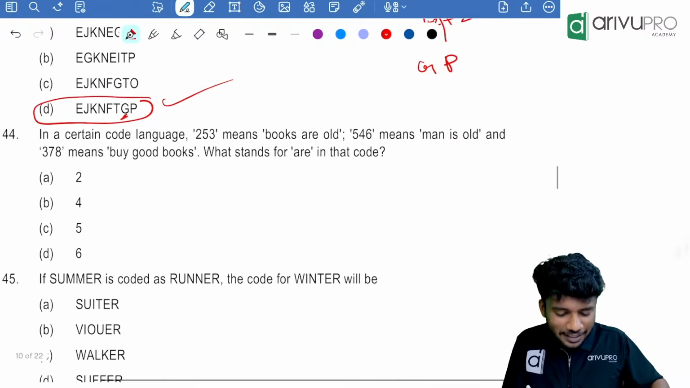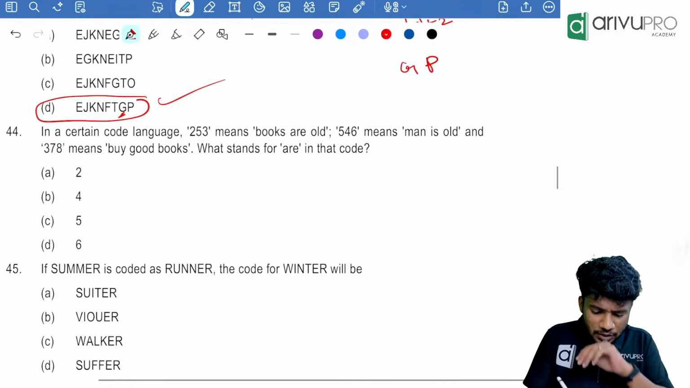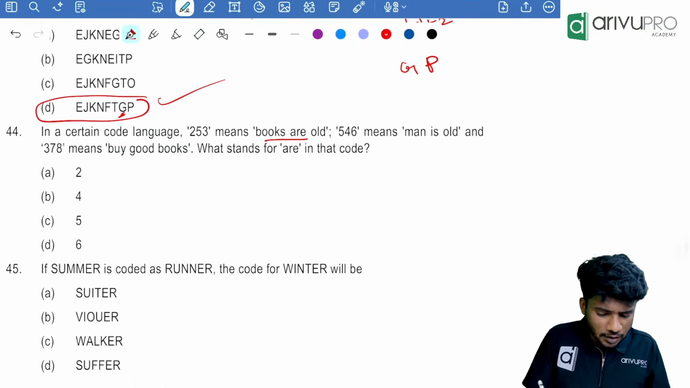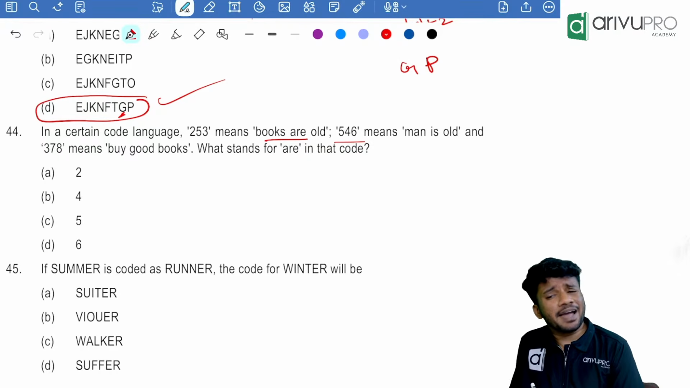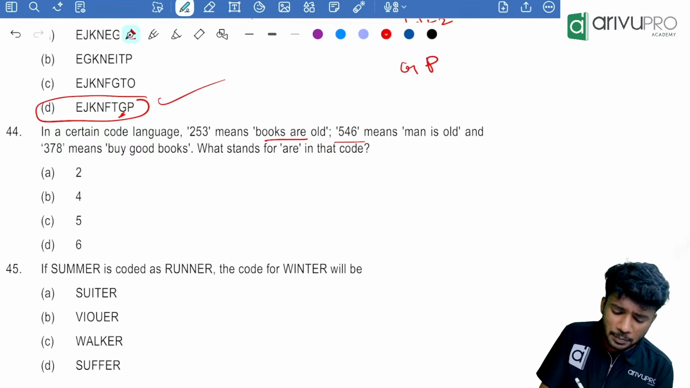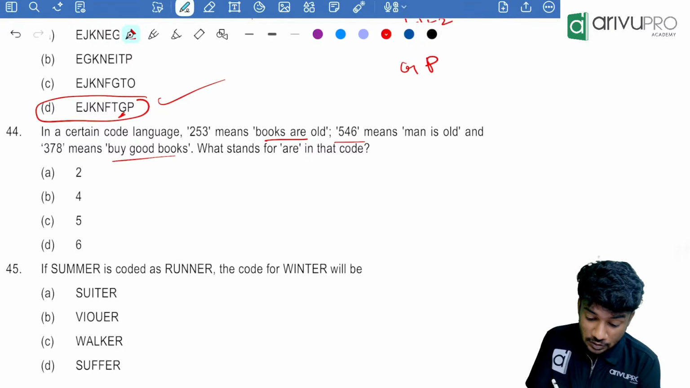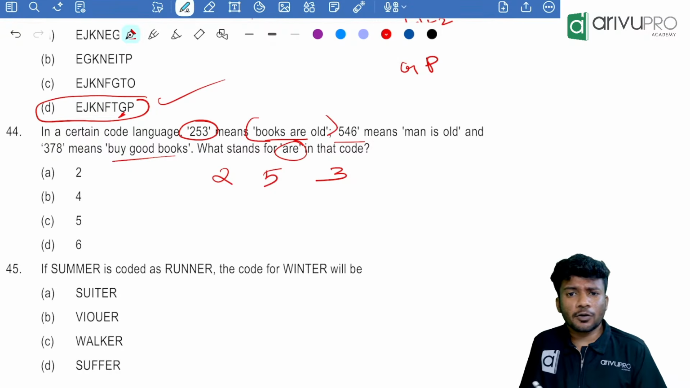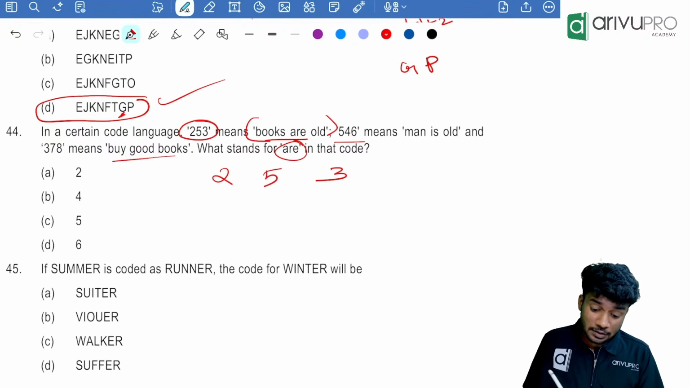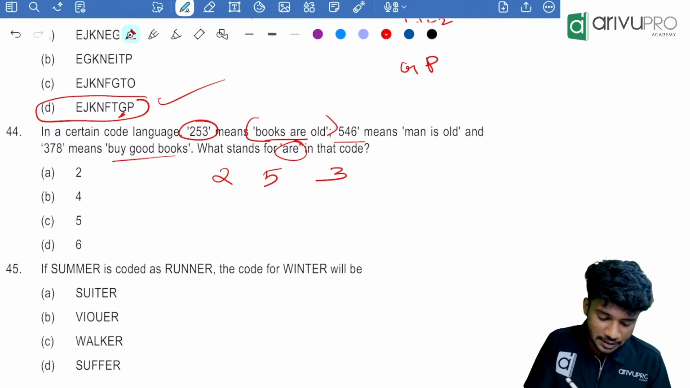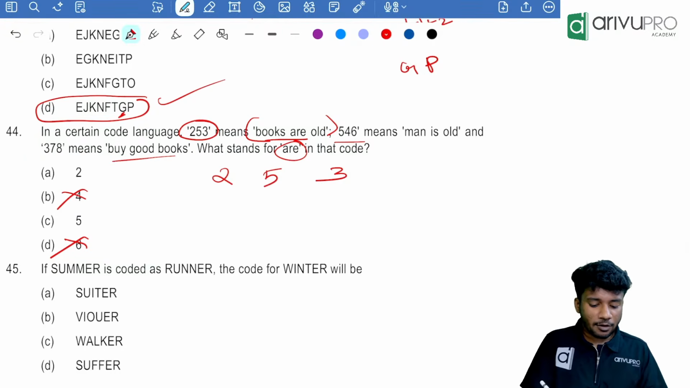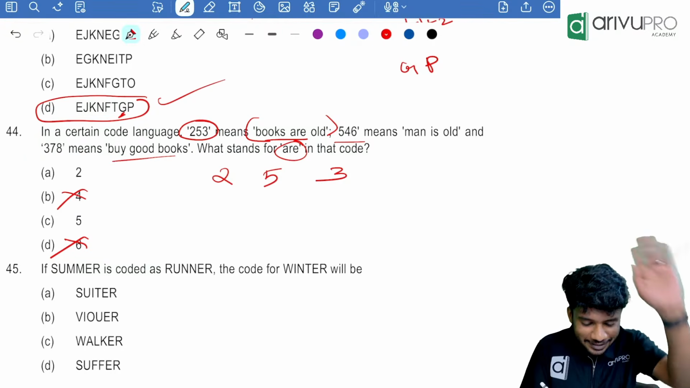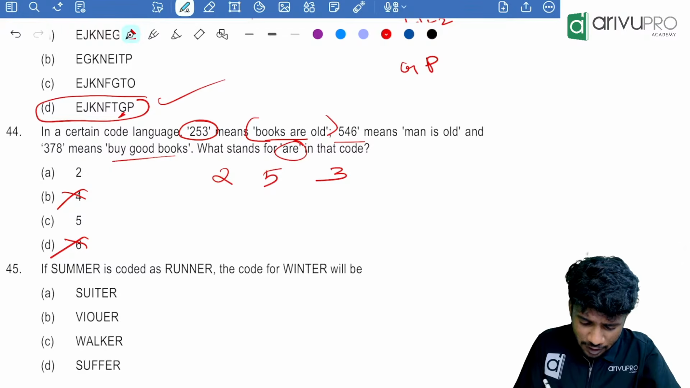Option D. Very direct. Now, in a certain code language, 253 means books are old. 546 means man is old. Then 378 means buy good books. Then what stands for R is the question. R should be there in 2, 5 or 3. Why? Because books are old is coded as 253. That means either it should be 2 or 5 or 3. Looking at that, option B and option D are wrong. Directly it is wrong.